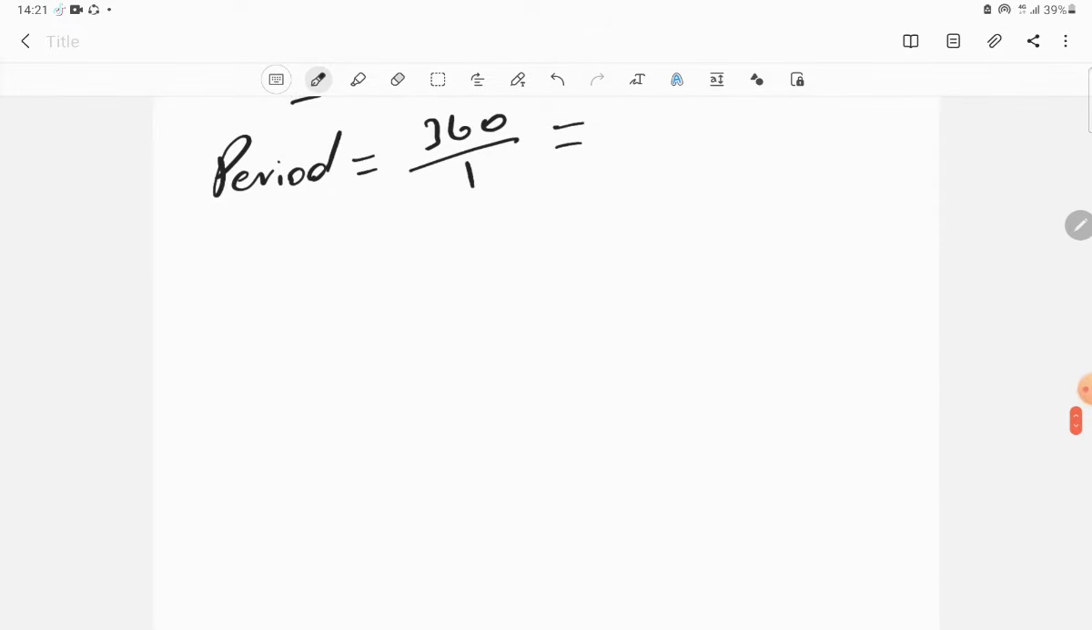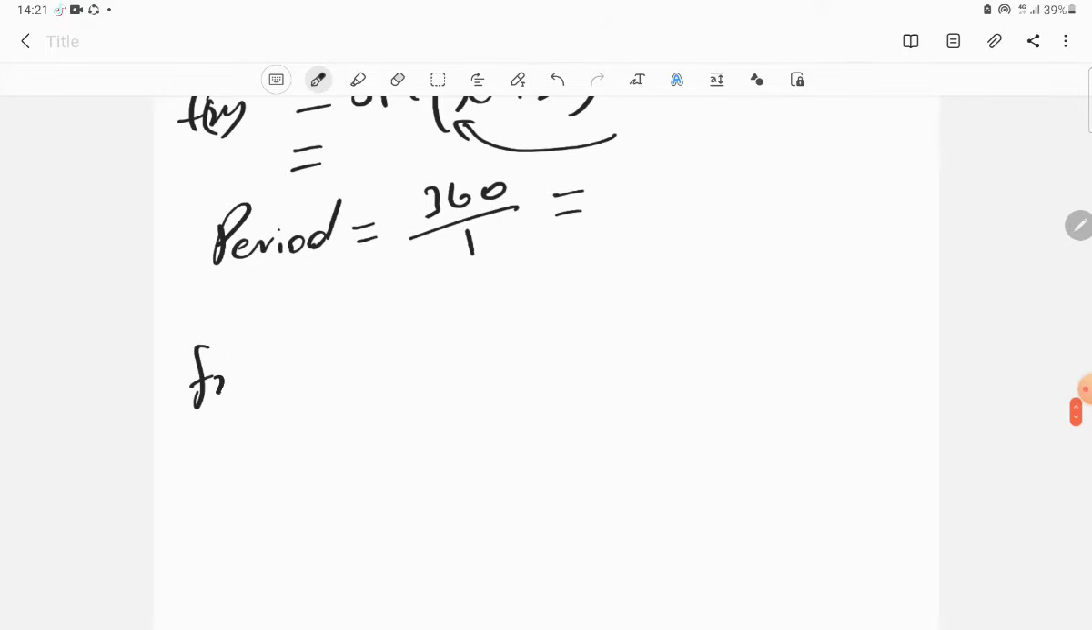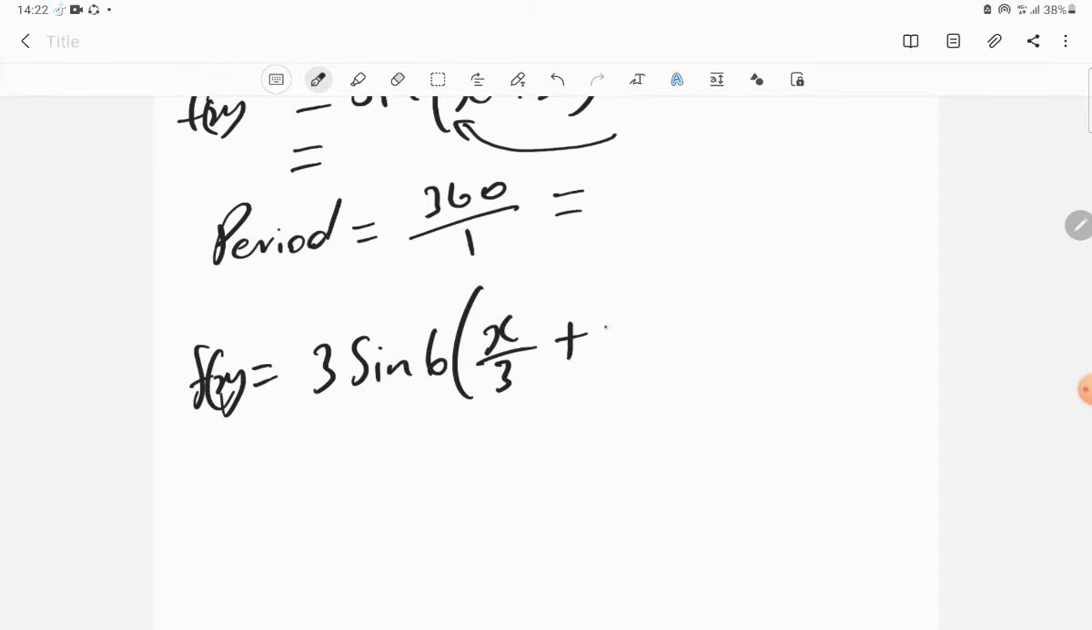Now we can even continue to ask ourselves about the period of this graph. Let's say we are having 6 times (x over 3 plus 3) degrees. So we are having that one. Now, what is the period of this graph? I just want to specify this idea of period, because people used to misunderstand these things.